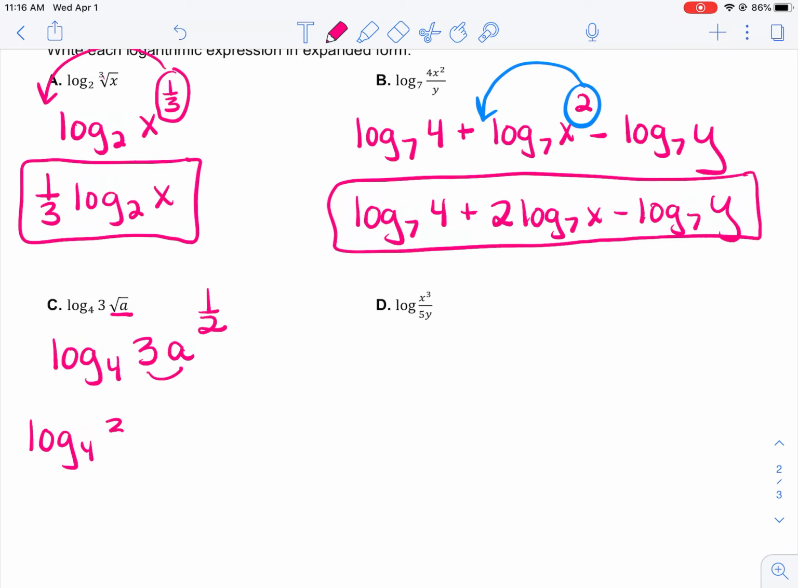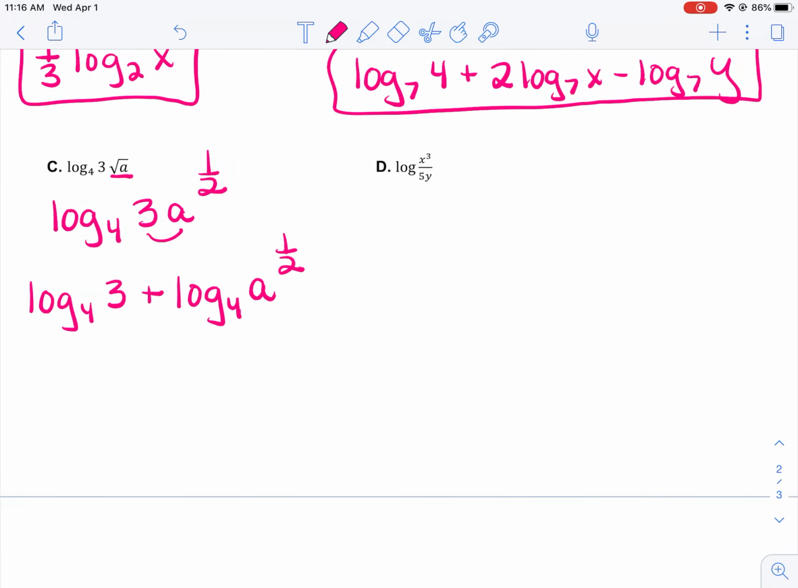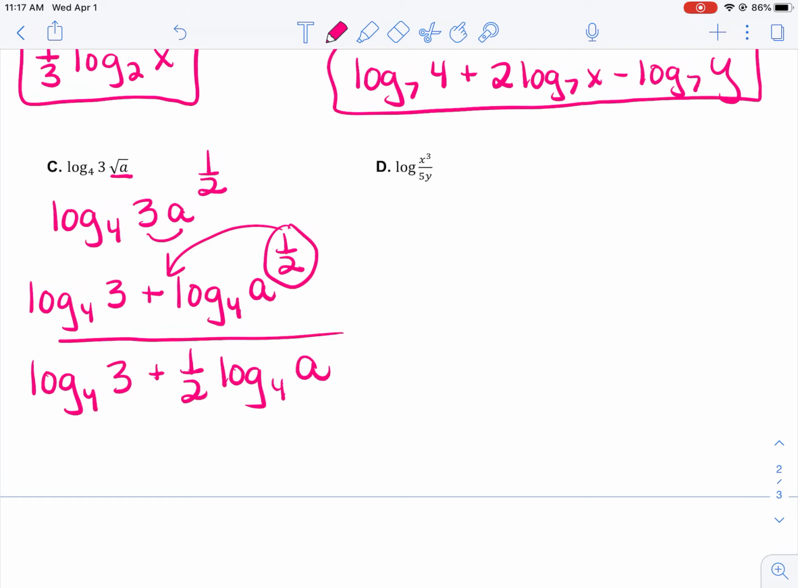I'm going to give the 3 its own log. I'm going to separate the logs with addition. And I'm going to give the a to the 1/2 its own log. And then lastly, when we're expanding, we always want to put the exponents out in front. And so we get log base 4 of 3 plus 1/2 times log base 4 of a.